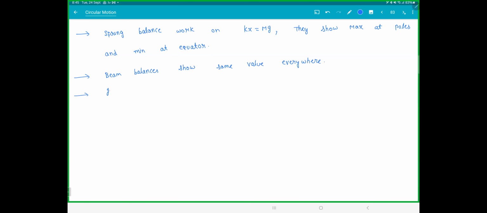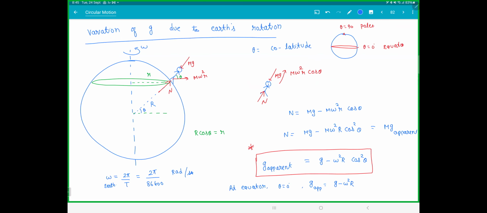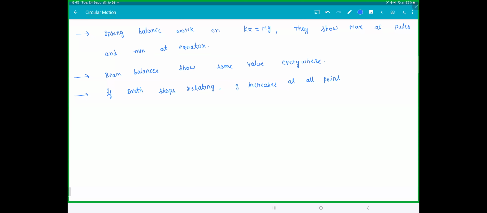Now they can ask a theoretical question. If Earth suddenly stops rotating, will gravity increase everywhere? Does g increase everywhere? g increases at all points except the poles. At the poles it is constant. At the poles there is already no omega effect. Already it is 0, that omega square r. g increases at all points except at the poles. It remains the same at the poles.